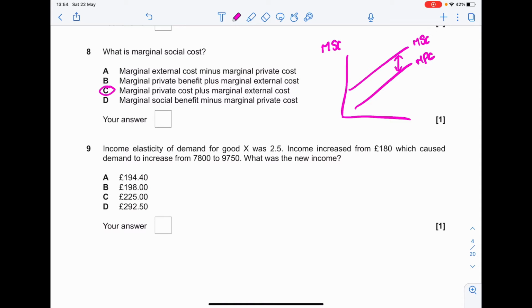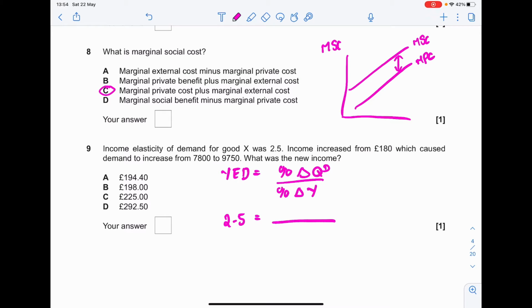So this is saying the income elasticity of demand for good X was 2.5. So we'll write the formula down: percentage change in quantity demanded over percentage change in income. And then we'll have a look at what we've been given, what information we know, and put that into the formula. And then we can find out what we don't know. So we've been told the YED is 2.5.